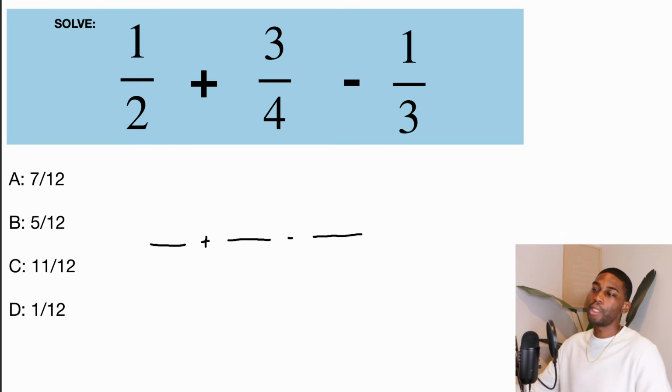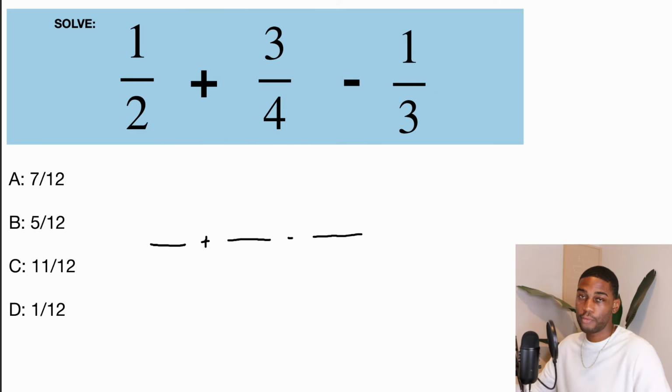You can either break this down and do 1 over 2 plus 3 over 4, find the answer to that, and then subtract it by 1 over 3 as a separate question, or we can just try to do everything at the same time. I'm feeling a little froggy right now, so let's just do everything at the same time. All right, what number goes into 2, 4, and 3 at the same time. So we're going to take our method that I said, right? We're going to take the largest number.